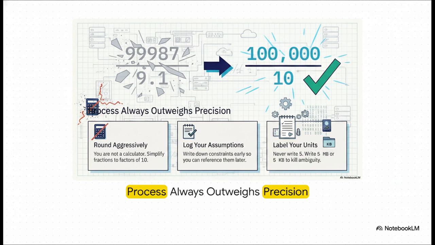And it's a big one. Process always outweighs precision. You are an engineer, right? Not a calculator. So aggressive rounding is going to be your best friend. Simplify all those messy fractions into nice, clean factors of 10. Also, you've got to aggressively log your assumptions so you can actually defend your constraints later on. And please, always label your units. Just writing down a 5 is a massive trap. Is it 5 megabytes? 5 kilobytes? Write it out to absolutely kill any ambiguity.